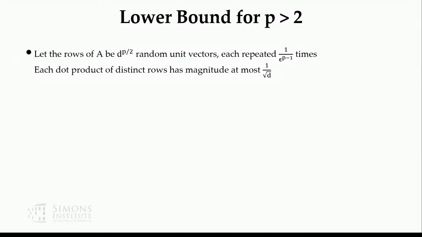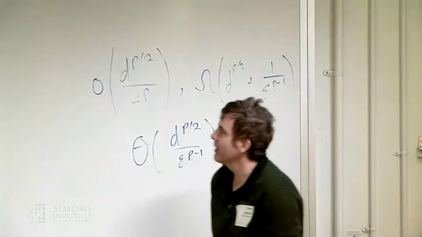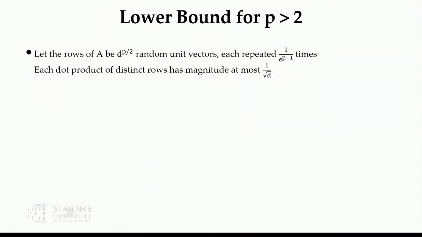Let me just say a few more things. This bound for p greater than 2 might look somewhat arbitrary, but it is in fact tight, and here is a simple lower bound instance. Let's take our matrix A to have this number of rows. It's going to have d to the p over 2 distinct rows, and each row is going to be copied 1 over epsilon to the p minus 1 times.